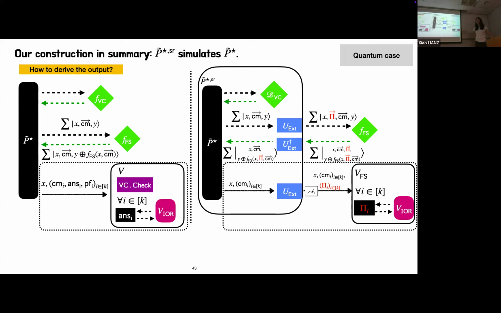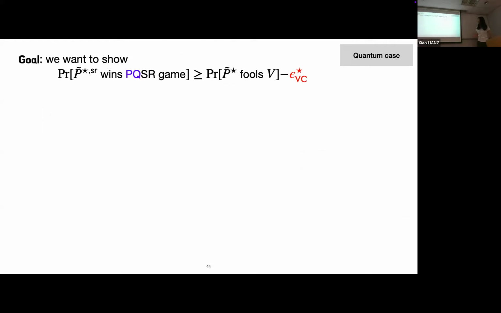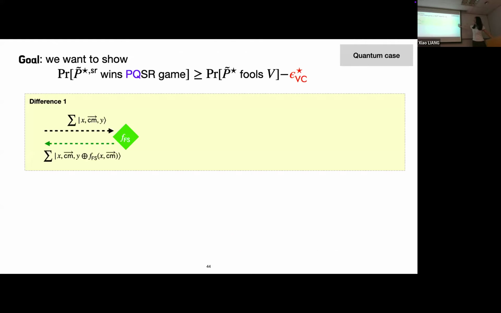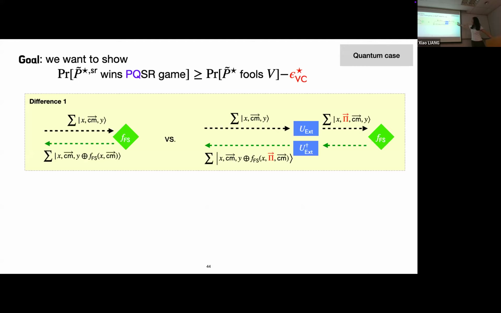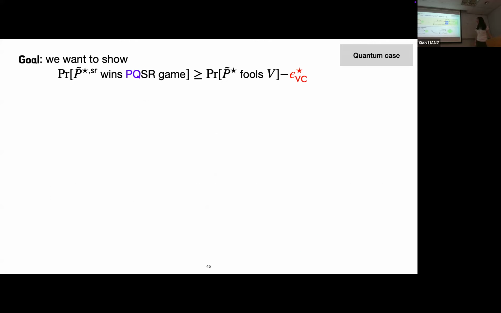There's not much new to it. Exactly these two differences are going to constitute our VC post-quantum multi-extractability definition. The first difference is in how you answer the FS query. We have this as the other oracle with a U extract. So online consistency says that the adversary can't distinguish between these two cases.